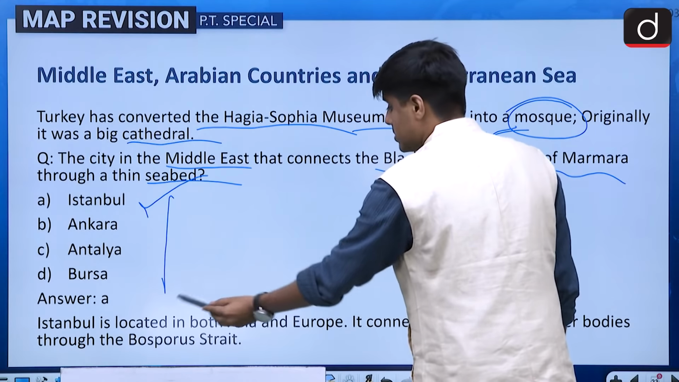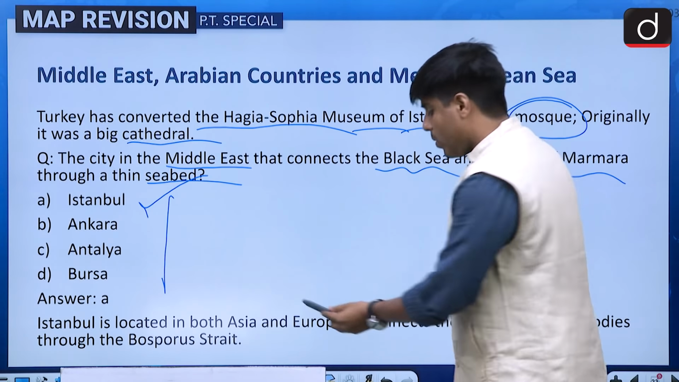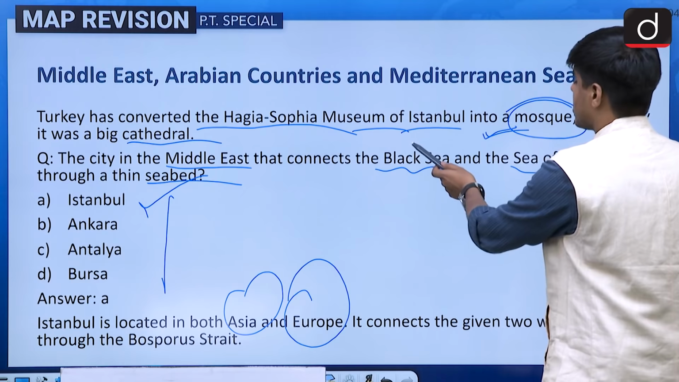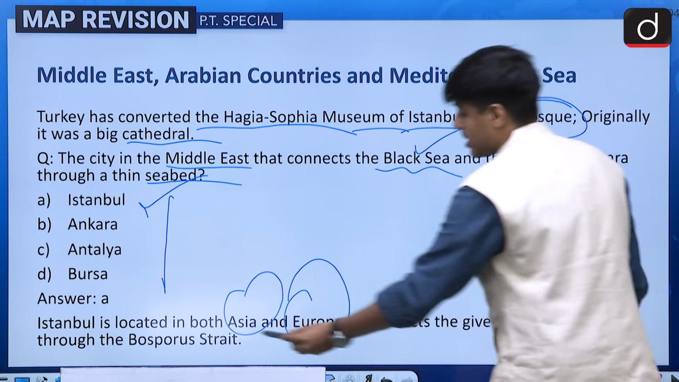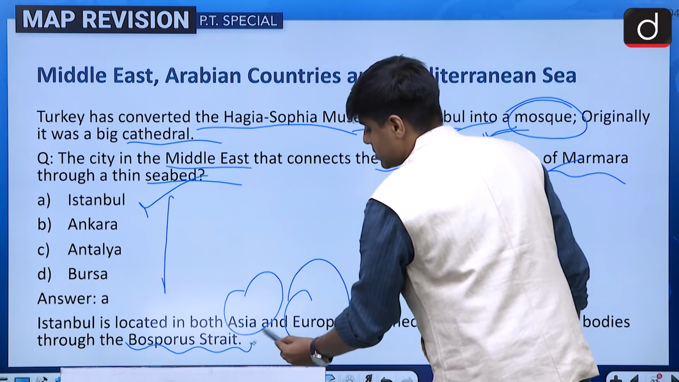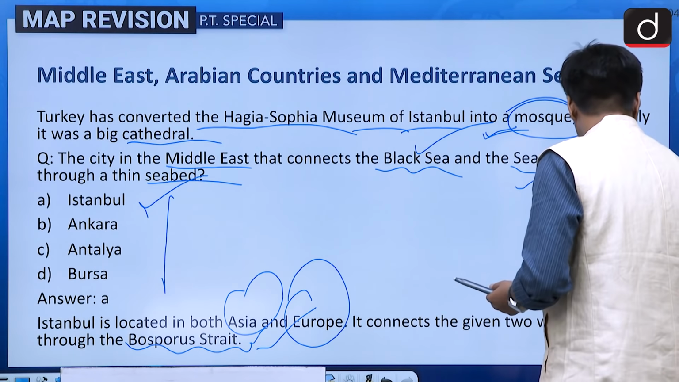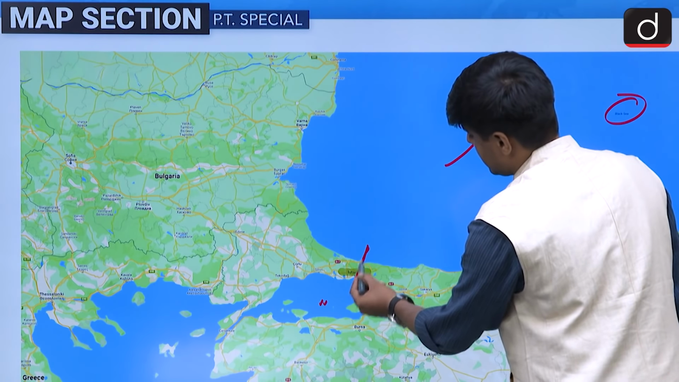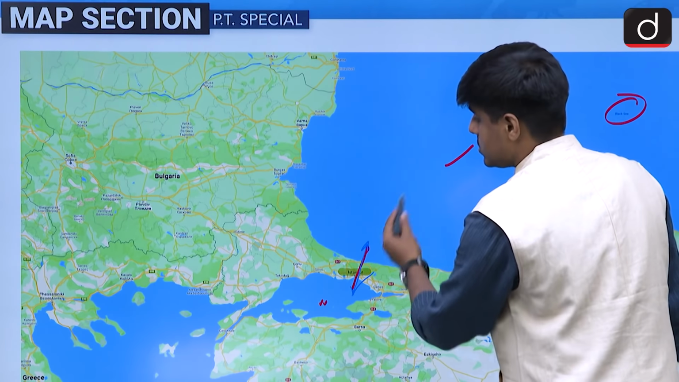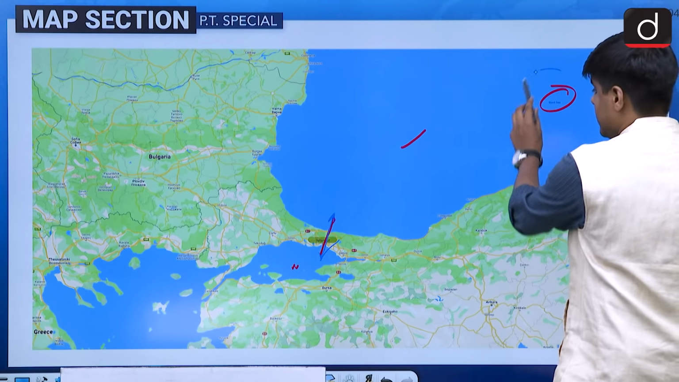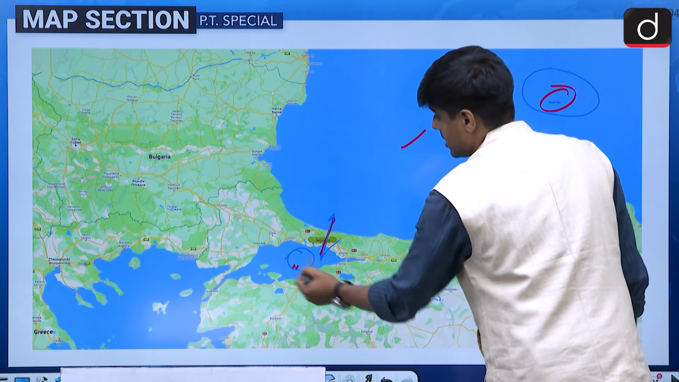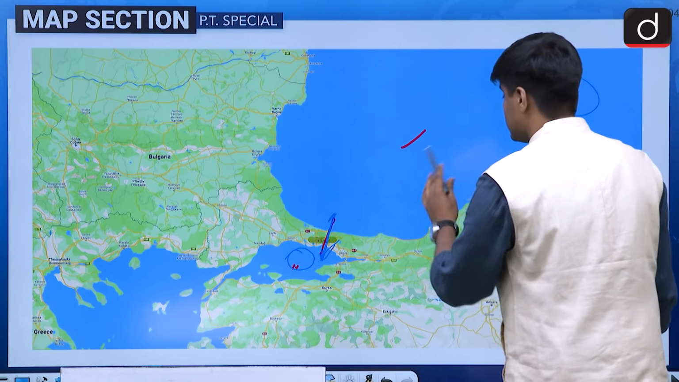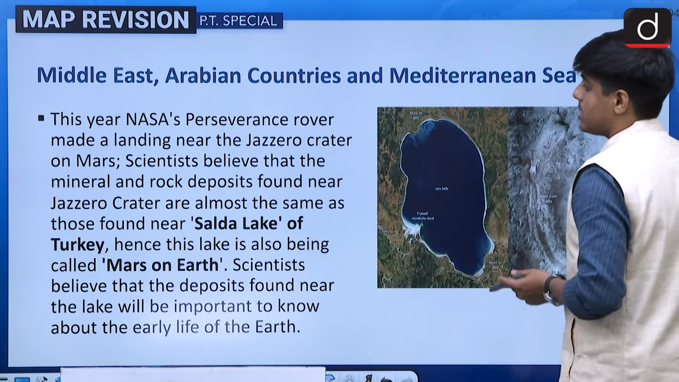It is because Istanbul is a city located both in Asia as well as Europe. It connects these two water bodies, the Black Sea and the Sea of Marmara, through the famous Bosphorus Strait. It is a very scenic place as well. See that Bosphorus Strait connecting the two water bodies, the Black Sea and the Sea of Marmara, located here. So, this is how you can answer this question.